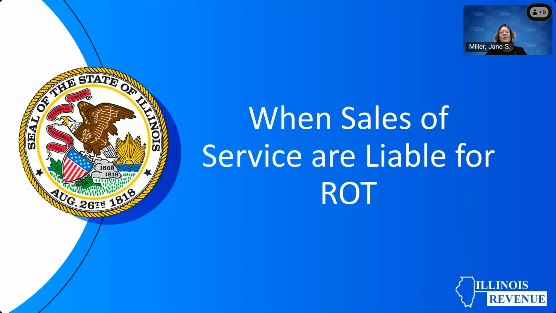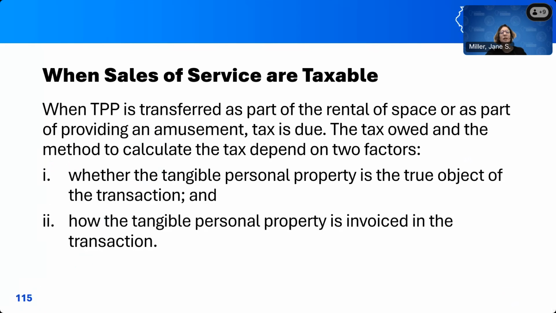Okay, when are sales for service liable for retailer's occupation tax? When tangible personal property is transferred as part of the rental of space or as part of providing an amusement, tax is due. The tax owed and the method to calculate the tax depends on two factors: whether the tangible personal property is the true object of the transaction, and how the tangible personal property is invoiced in the transaction.